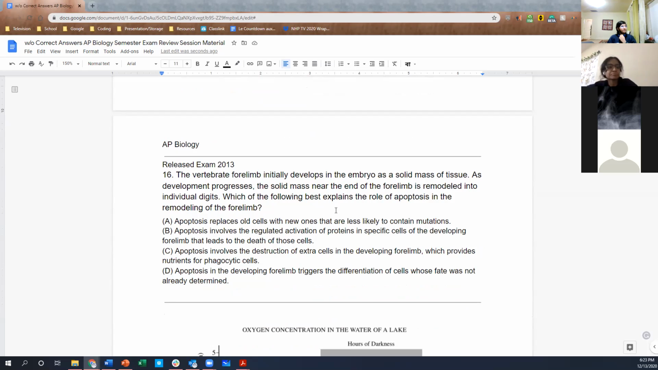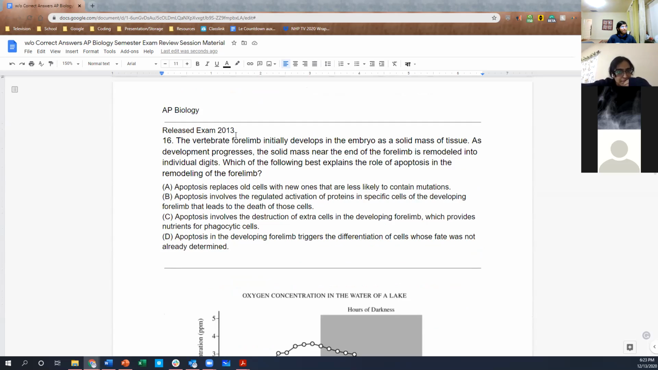Yeah, sure. The vertebrate forelimb initially develops in the embryo as a solid mass of tissue. As development progresses, the solid mass near the end of the forelimb is remodeled into individual digits. Which of the following best explains the role of apoptosis in the remodeling of the forelimb?